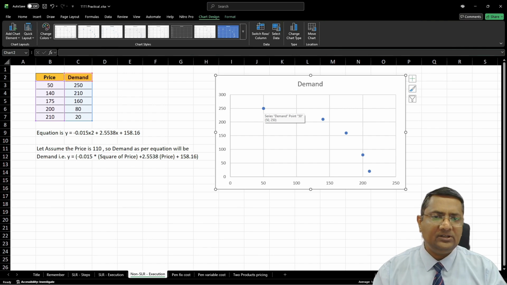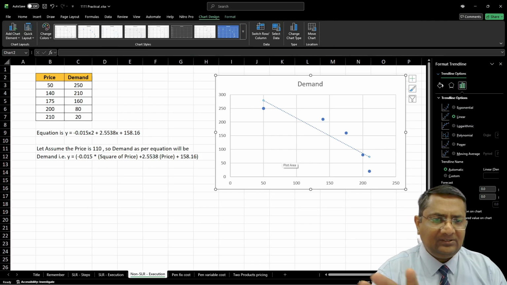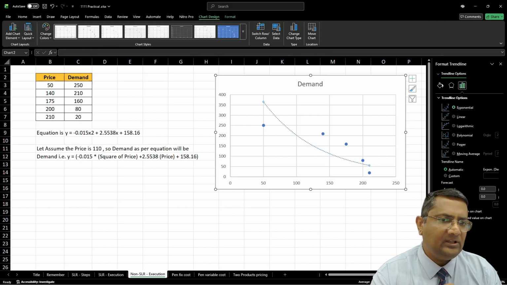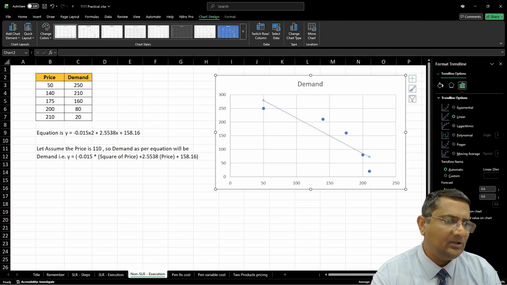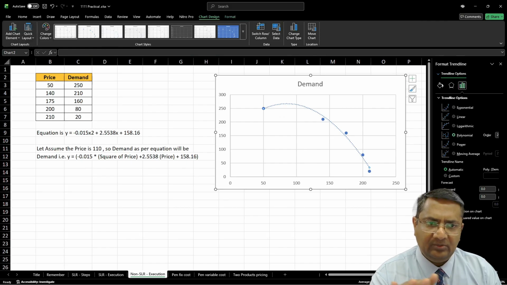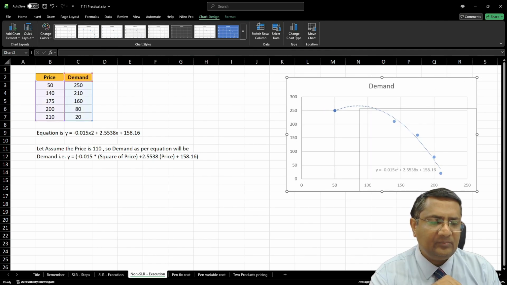Now how to plot a trend line? Just click one dot, right click, add a trend line. Now this straight trend line is not a fit for this. So we will try to fit all the points in a trend line. We have so many options available. The exponential will not work. Linear will not work. Logarithmic does not work. Then polynomial, yes, polynomial is quite okay. Then let's display the equation on the chart. So we got the equation here. Close this now. So our first step is over.